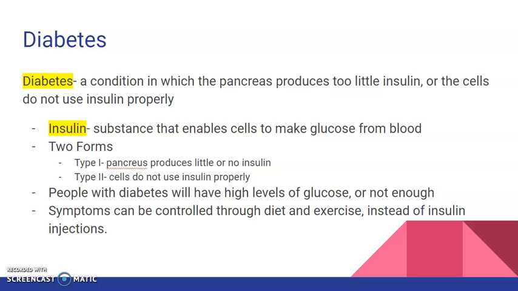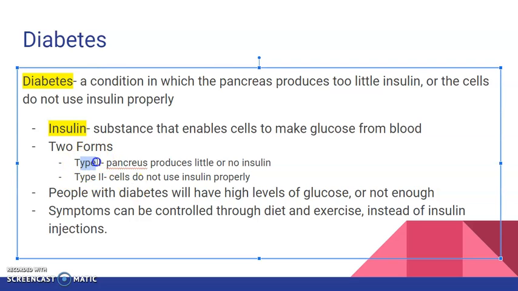And diabetes is a condition in which the pancreas produces too little insulin or the cells do not use it properly. And so insulin is a substance that enables the cells to take the glucose from your blood and use it with oxygen to help make energy. And it comes in two forms. So type 1, the pancreas produces little or no insulin. And type 2, the cells do not use insulin properly. So children usually will end up with type 1, and adults usually will have type 2.